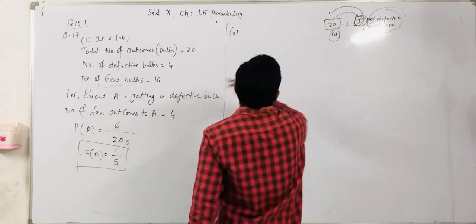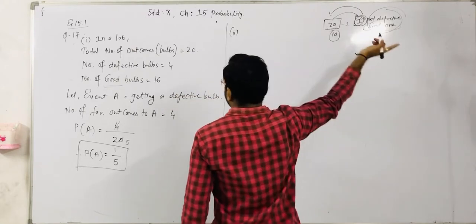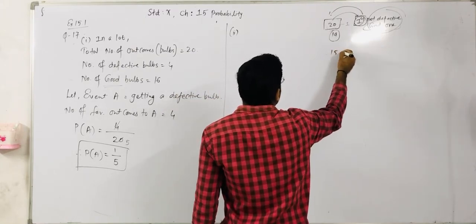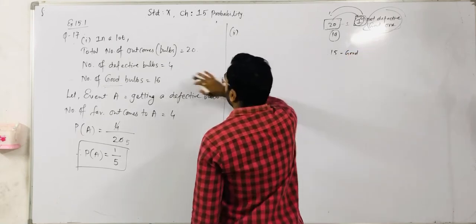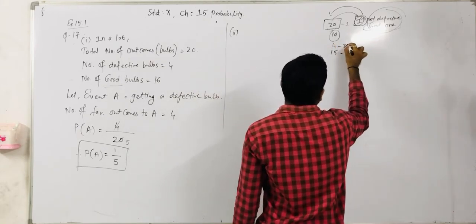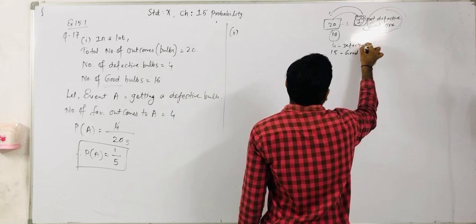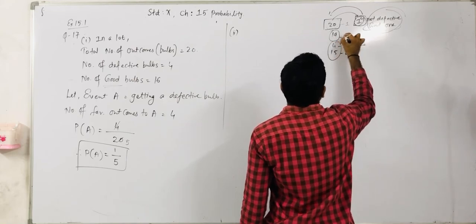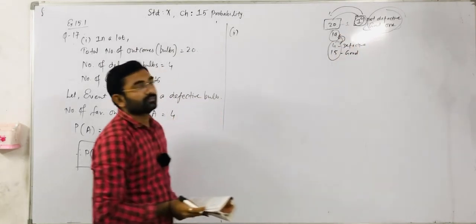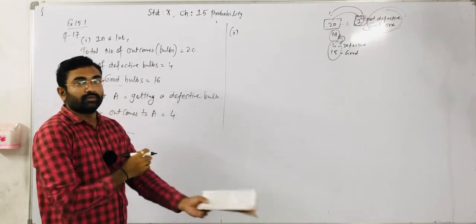In the 19, whatever bulb is outside is a good one. So from the 16 good bulbs, one bulb is outside. So 15 are good bulbs, and 4 are defective bulbs. Right? So that's why we get 15 plus 4, which is 19 bulbs. Okay? So I hope all of you are clear with that.